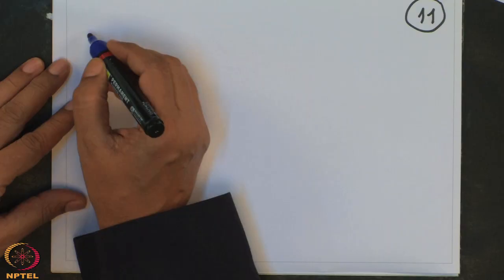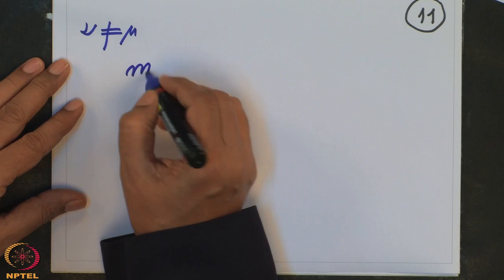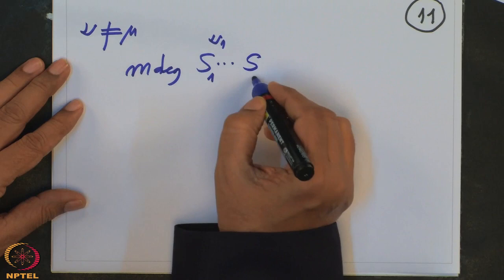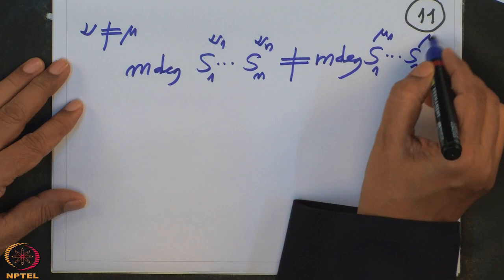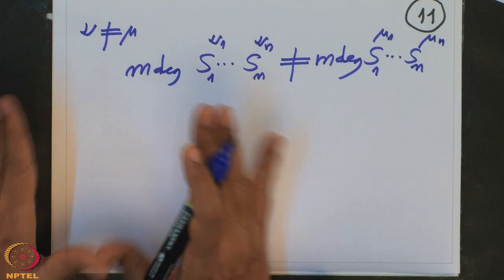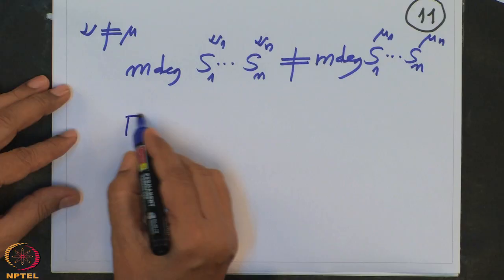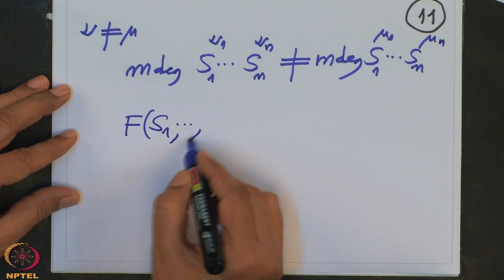So when nu and mu are not equal, the multi-degree of s1 power nu 1 ... sn power nu n is different from the multi-degree of s1 power mu 1 ... sn power mu n. So how can they get cancelled? Nobody will get cancelled. So all the terms appear as they are in f of s1 to sn. Therefore f of s1 to sn will also be non-zero if f is non-zero.